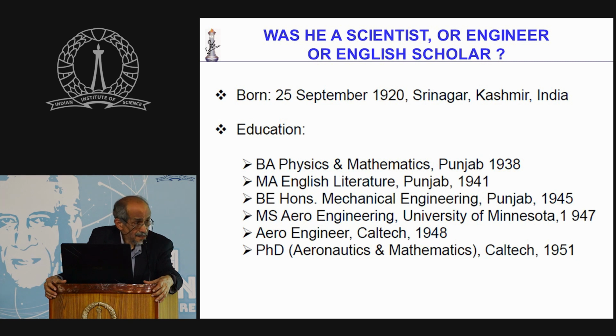But what was he? Was he a scientist or an engineer or an English scholar? That was his university education. He started with a BA in Physics and Mathematics, got a degree in English Literature, did a BE honors in Mechanical Engineering. Then he went to the United States. He had spent a year at HAL getting some training. He got a master's degree at the University of Minnesota. Then joined Caltech, where he got the Aeronautical Engineer degree. It's like our MSc by research at Caltech. And then he went on and got his PhD.